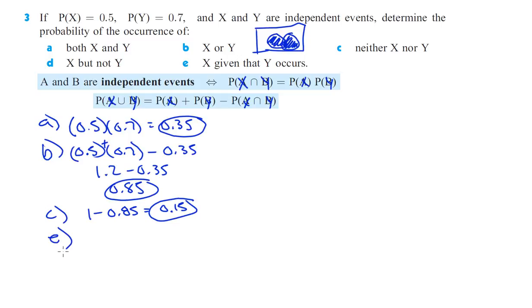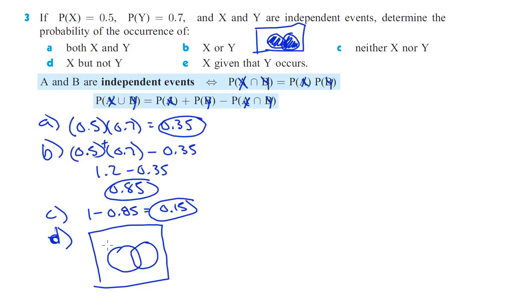Now E. Oh, I probably should do D before E. I have a hard time with my alphabet. What's the probability of X happening but not Y happening? If we think about this with a Venn diagram, I like to do that. It just makes it a little bit easier for me.